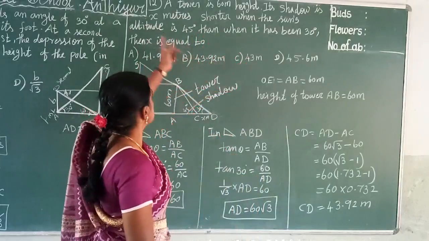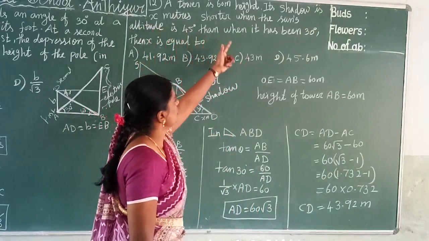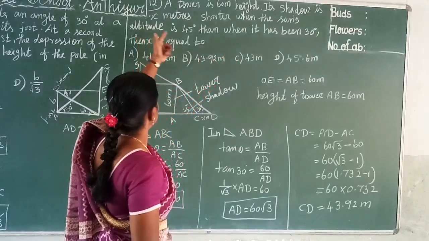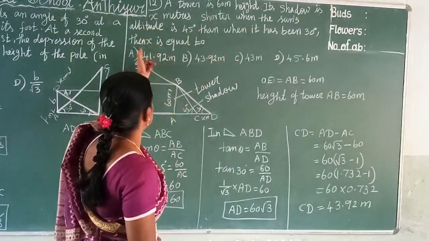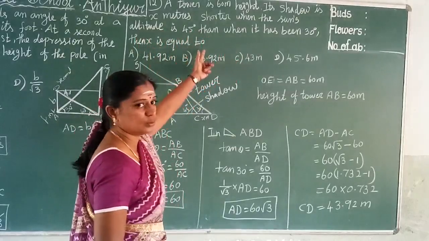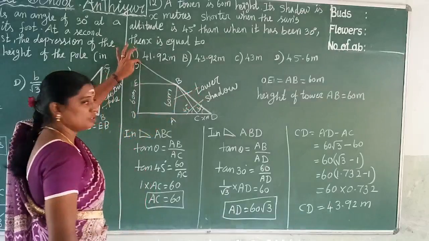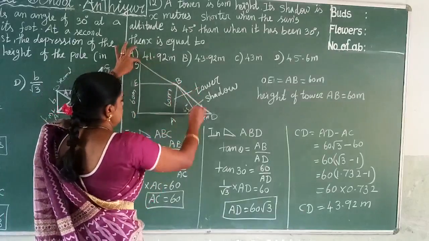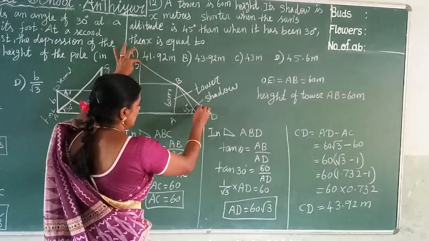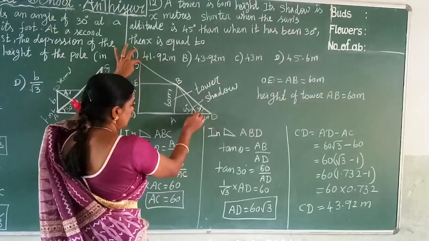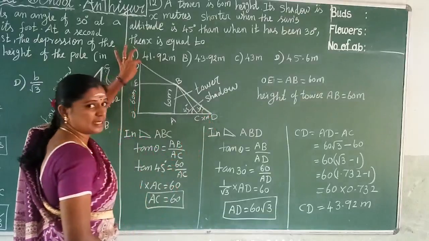Its shadow is x meter shorter when the sun's altitude is 45 degree. Then when it has been 30 degree, then x is equal to. So this is a question of sun. Here this one altitude is 45 degree. After that the 30 degree. So from 30 degree to 45 degree is x meter.